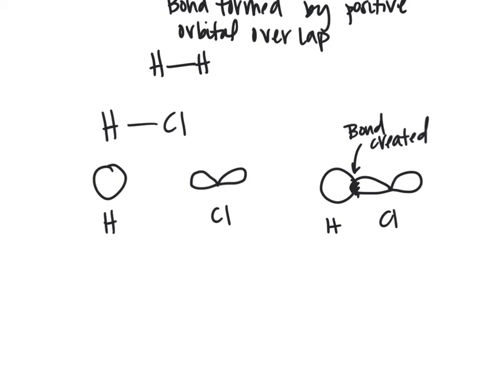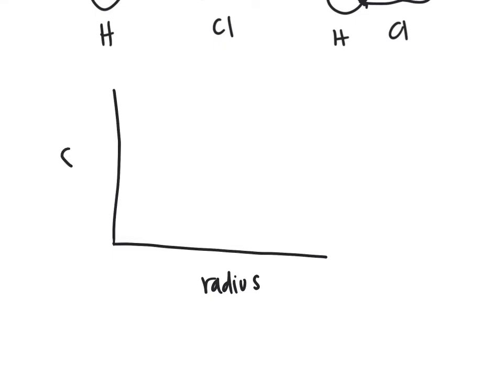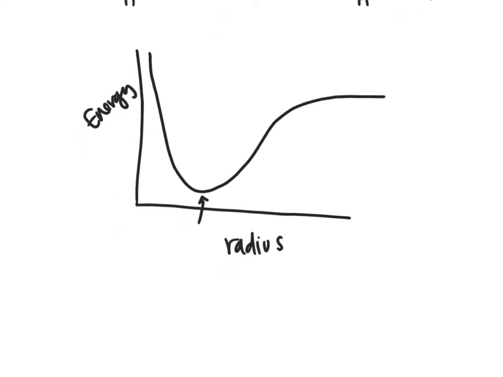One of the things that's worth thinking about is how close do these have to be? So the optimum distance between these, if we have our radius down here on the bottom and we have an energy scale, there is an optimum distance. And so this distance right here, where we see this energy well, which is where things are favorable, this is where we get bond formation.